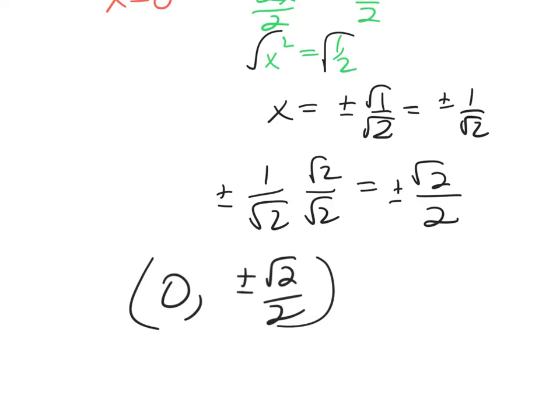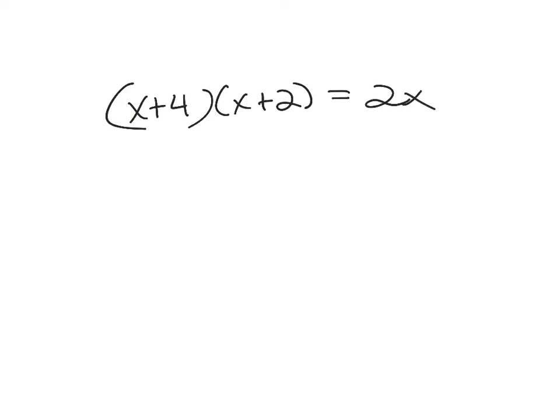Let's try another one. Let's do x plus 4 times x plus 2 equals 2x. Solve for x. I'll give you a few minutes here. Okay, so for this one, I need to FOIL that left side, or multiply it, so I get x squared plus 2x plus 4x plus 8. I now need to combine my like terms and then move the 2x to the other side.